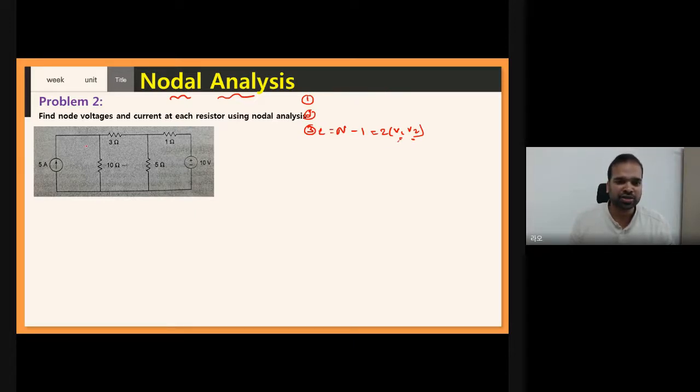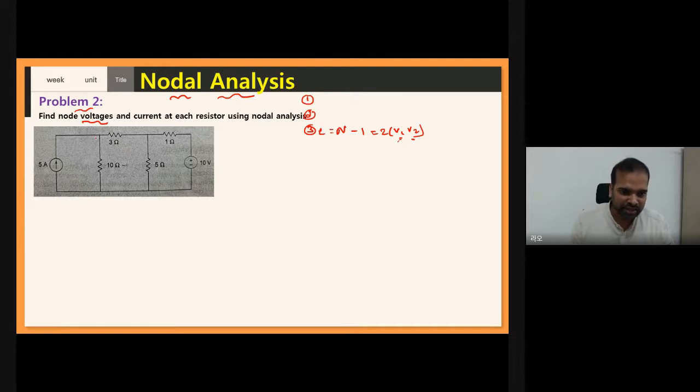Now, coming to problem number 2, you need to find the node voltages and the current at each resistor using nodal analysis. And what is our procedure? For the given circuit, first you need to identify how many nodes we have. Here, node means not a simple node, but a principal node.